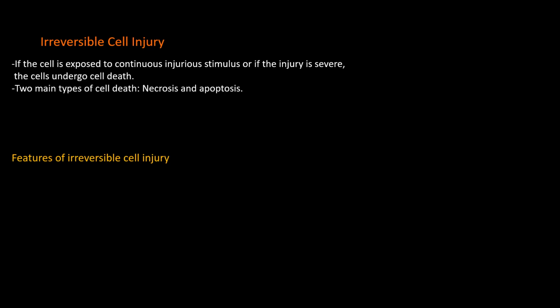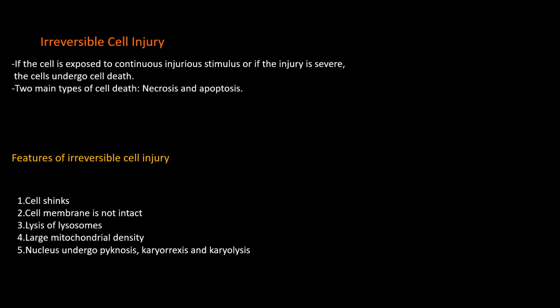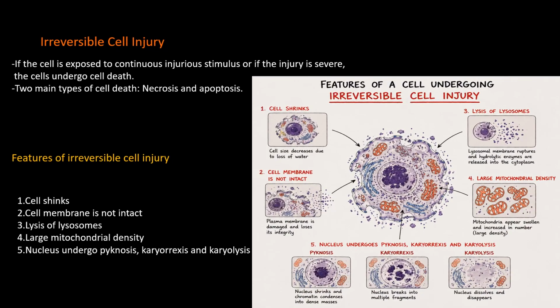What are some of the features of irreversible cell injury? The features are: one, the cell will shrink. Cell membrane is not intact. Lysis of the lysosomes. Large mitochondrial density. The nucleus undergoes pyknosis, karyolysis, and karyorrhexis. Let's now talk about some of these features that we are talking about here.